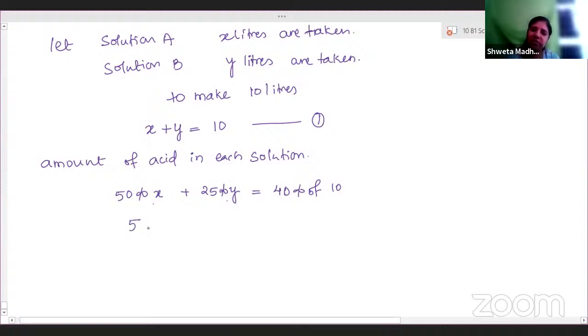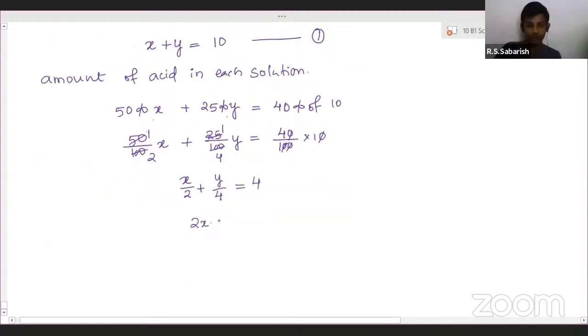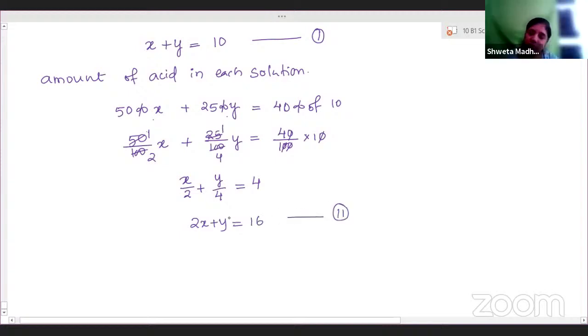So write this: 50% means 50 by 100 into X, 25% means 25 by 100 Y, that is equal to 40% means 40 by 100 into 10. So this will become 4. This is 1 by 2, this is 1 by 4. So X by 2 plus Y by 4 is equal to 4. Take LCM: 2X plus Y by 4 is equal to 4, that means it is 16. The second equation. Now solve both the equations.